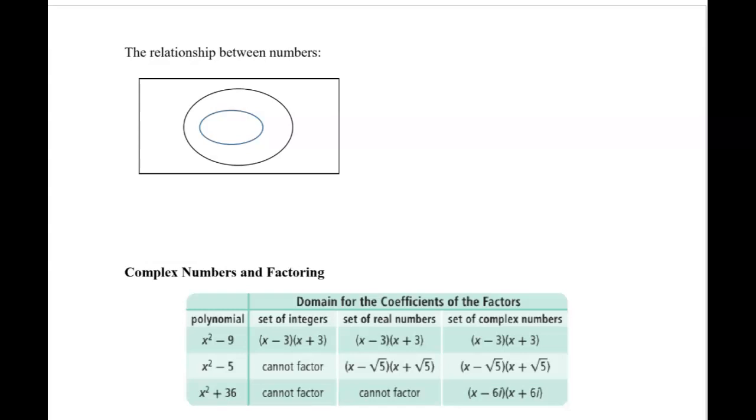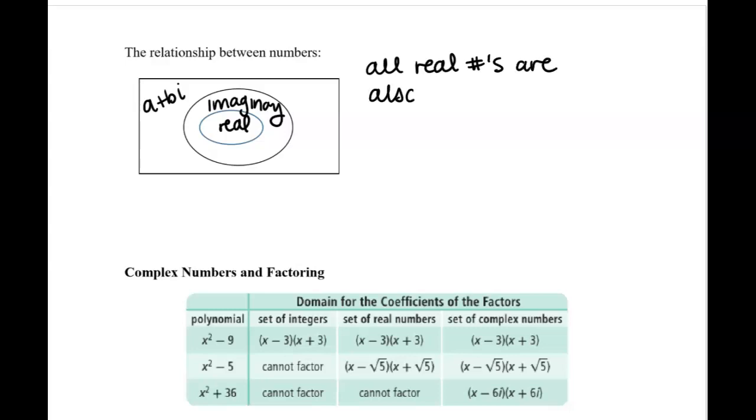Hello, let's do part 2 for 7-7. So the relationship between numbers. What I mean by that is if we're looking at complex numbers, a plus bi, we have imaginary numbers, and we have real numbers within imaginary numbers. And so basically all numbers are also complex numbers. I really should have put complex here instead of imaginary, but we'll be okay.